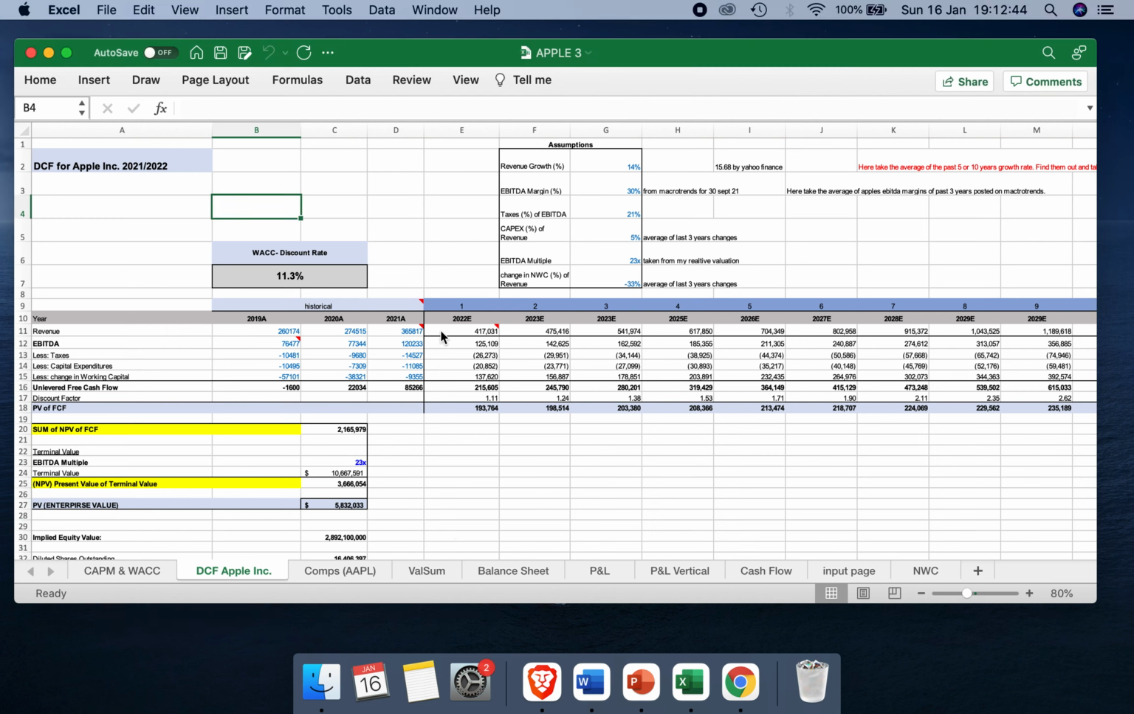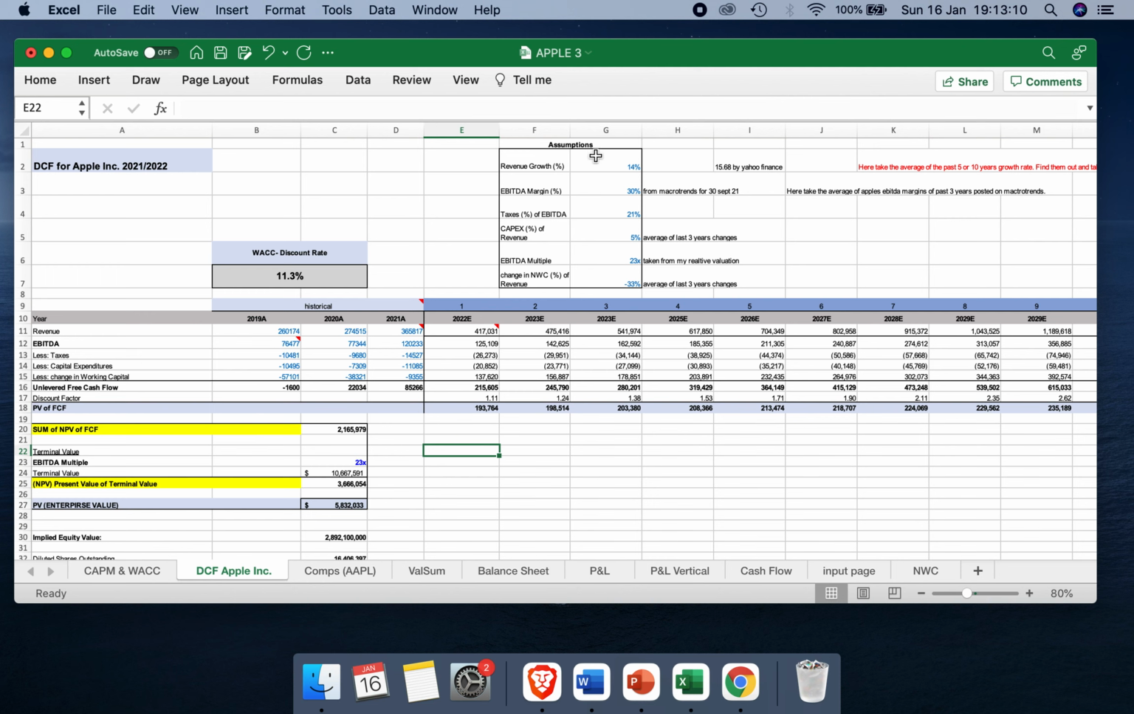So this is my projection. What I need to start off with is my assumptions, basically, and why I've taken those assumptions. So in order to project these figures, such as revenue for the next 10 years and EBITDA and changes in capex and working capital, I need to have a couple of assumptions.